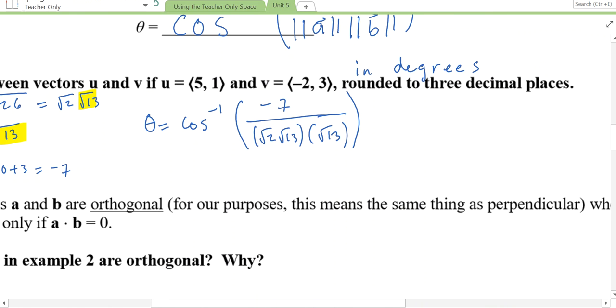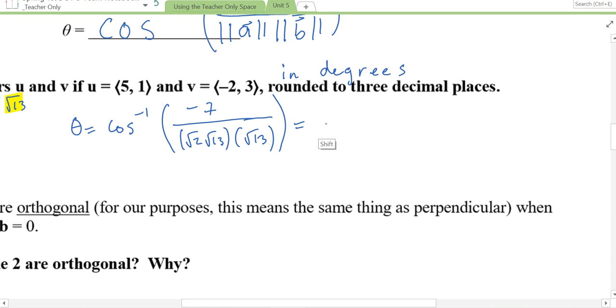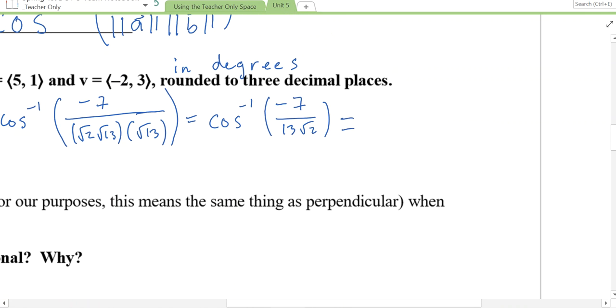Now, for your purposes, you're just going to have a calculator, so you just plug it in. But I just want to show you a little number sense, because you're going to need it for calculus next year. And we end up with negative 7 over square root of 2, times 13. Because the square root of 13 times square root of 13 is 13, so it's 13 square root of 2. And then you're going to punch it in the calculator. In this case, we would rationalize if we wanted an exact answer. But so it's 112.380 degrees, if you round it correctly.